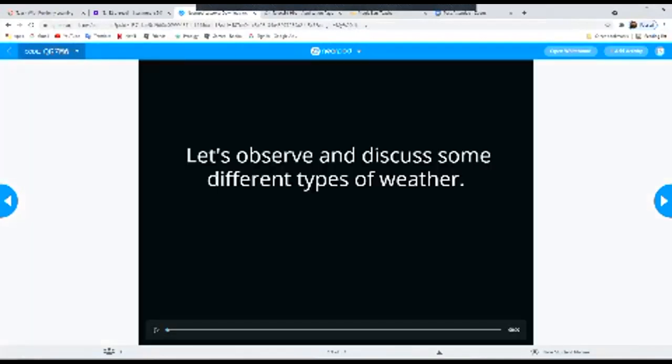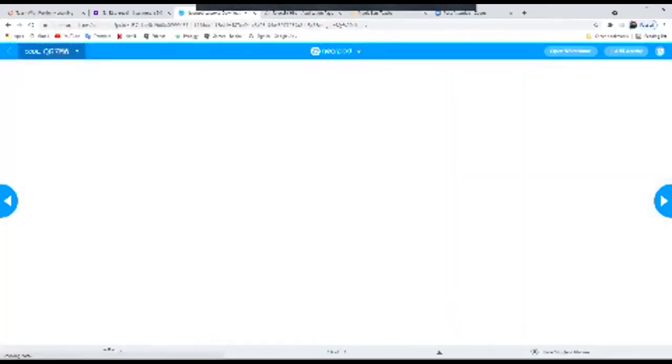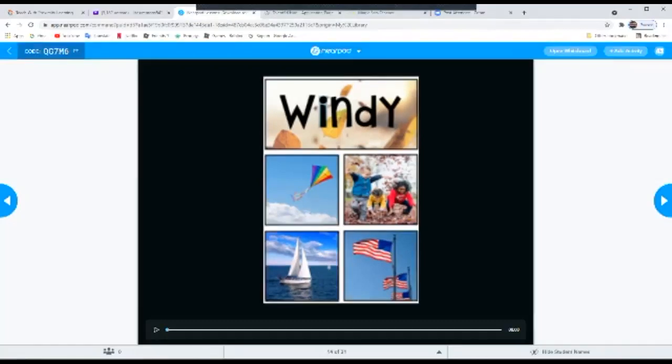Okay, so we're going to listen to the slide. On the next few slides, we will observe some different types of weather. Okay, who can tell me just by looking at the picture, what do you see? Yes, very good. It's windy. Has anyone ever flown a kite like this in the sky at the park or on the beach? Flown a kite? Very good. This is windy weather.